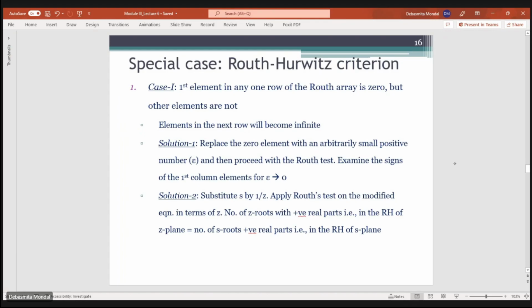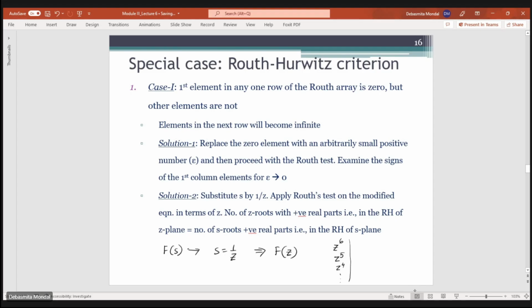So let's say this equation f(s) is provided to you. Then if you substitute s equals 1 by z, you write f(z). You write the form of f(z), and then simply apply the Routh's test on the modified equation in terms of z. So if it's a 6th order system, then you will have z to the power 6, z to the power 5, z to the power 4, and so on. Similarly, you form the Routh table and then do the Routh test.